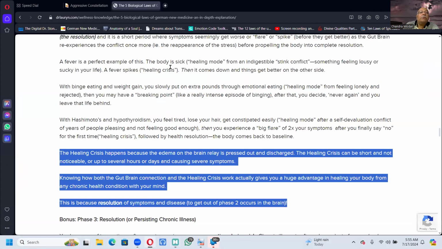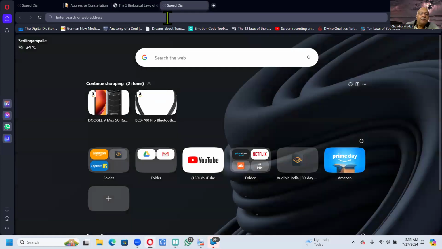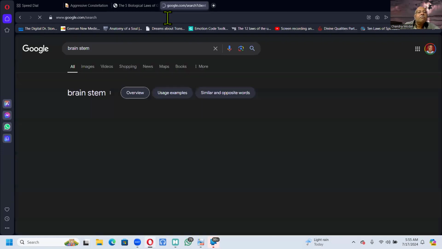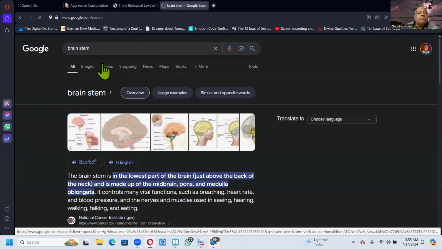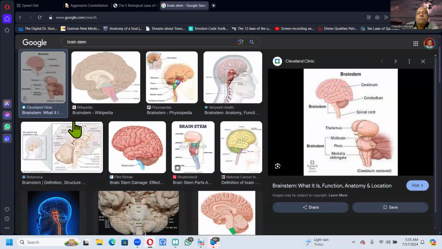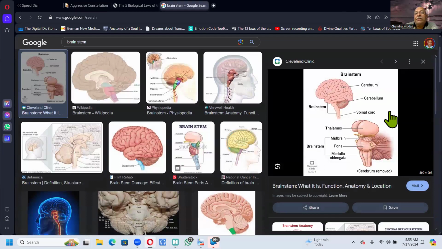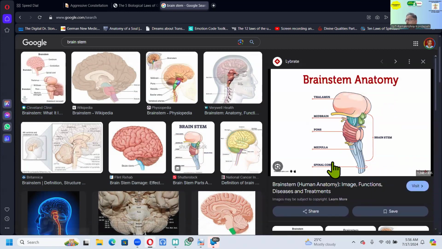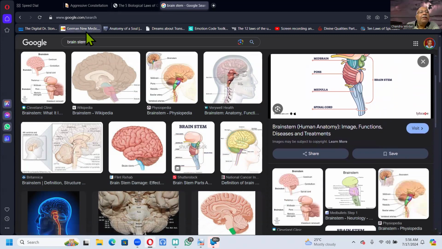Okay. So, if we say which portion is the brainstem, the one at the bottom, right? The one that passes through the rest of the body through the nervous system. Yeah. Okay.